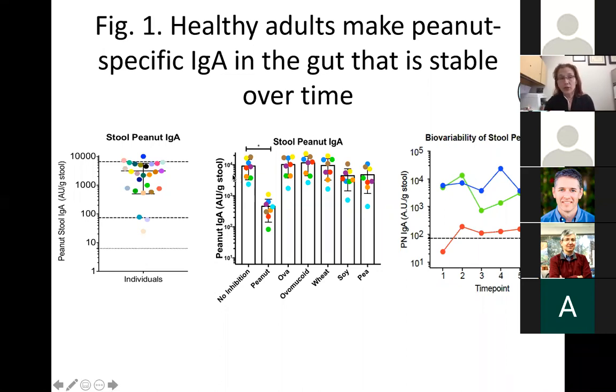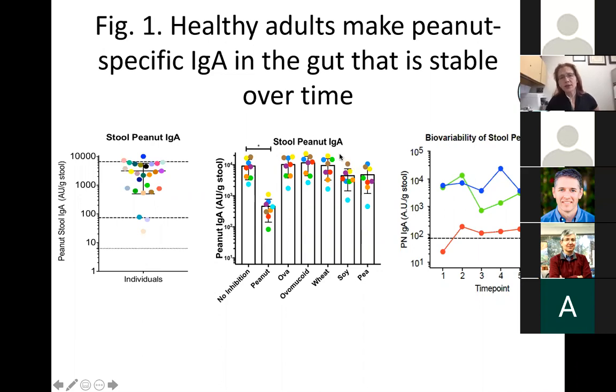So, but this is just looking at total IgA to peanut, and you can see that most people we sampled actually made an IgA response to peanut. We actually could tell that this IgA was quite specific to peanut because we could block the ELISA results using peanut itself, but not other kinds of food antigens.